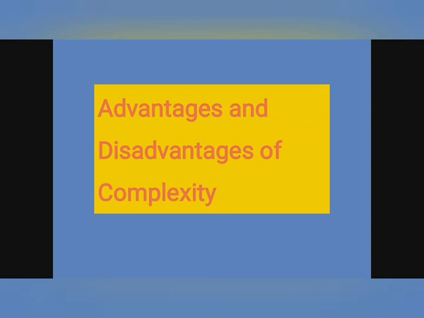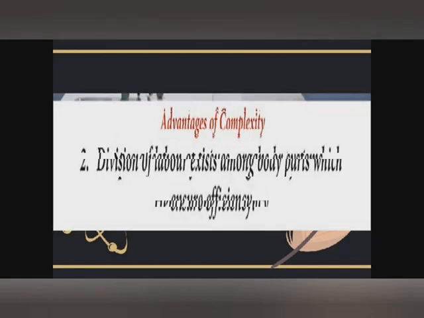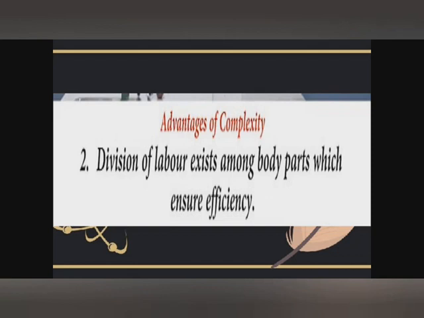Then we talk about the advantages and disadvantages of complexity. Number one, we talk about specialization of tissues, organs, or systems, and thereby this brings about high efficiency in such an animal. So you cannot compare an animal that has systems that function to an animal that has just one cell. Number two, division of labor exists among the body parts, which ensures efficiency. So in the organism where we have various systems, each system performs its own function.